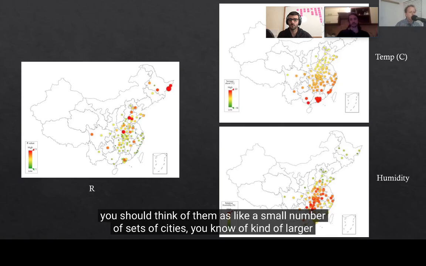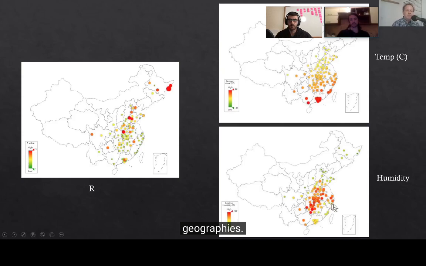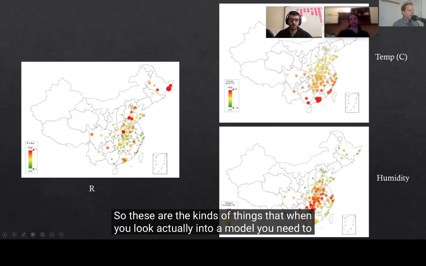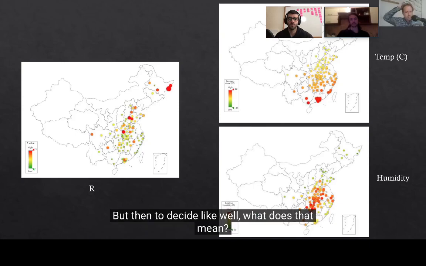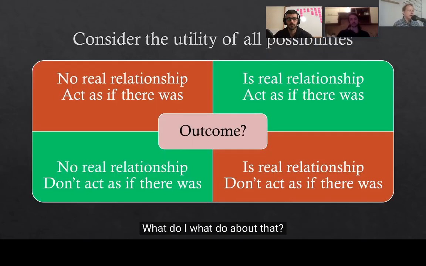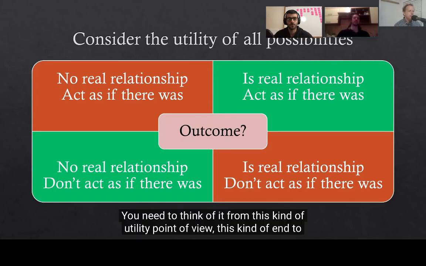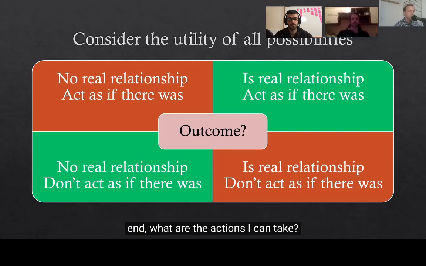So maybe you should think of them as a small number of sets of cities, of larger geographies. These are the kinds of things you need to think about when you look into a model: what are the limitations? But then to decide what to do about that, you need to think from a utility point of view, an end-to-end view of what actions I can take and what the results are, not just null hypothesis testing.